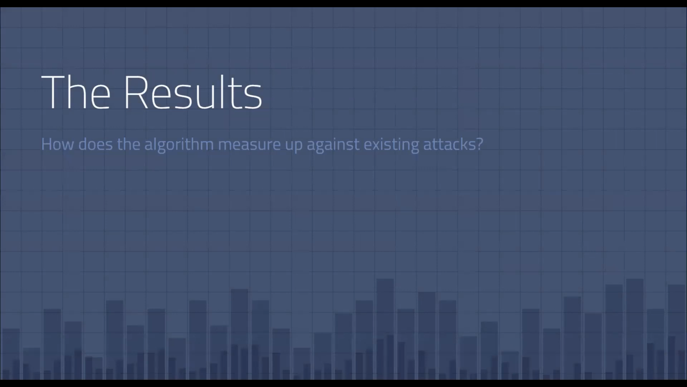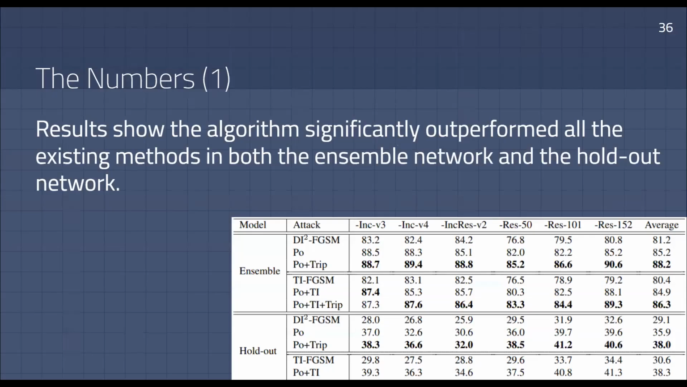So let's look at some results, see if the numbers prove the theory. This table shows the success rates of each attack on each of the ensemble members and then the average on the end. It includes two models, the ensemble network, which is a white box setting, and the holdout network, which is a black box setting. In all instances, the Poincare and triplet loss attacks outperformed both FGSM-based attacks.